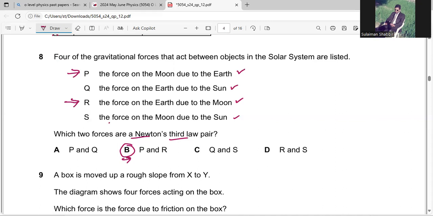This is action and reaction. On the other hand, Earth to Sun and Moon to Sun are different. These are not the action and reaction of each other.